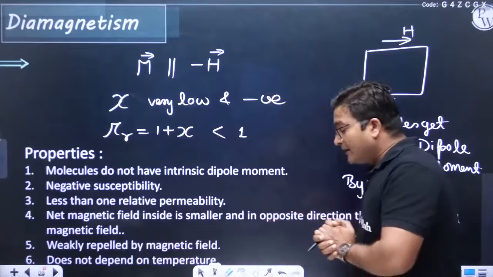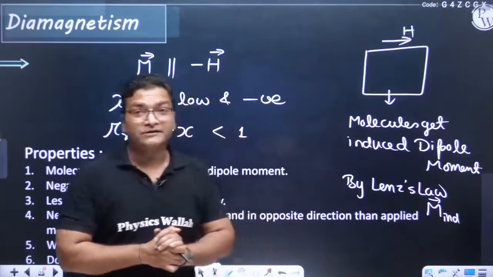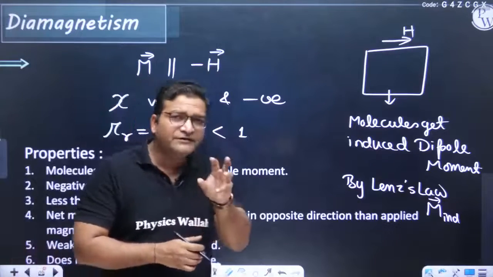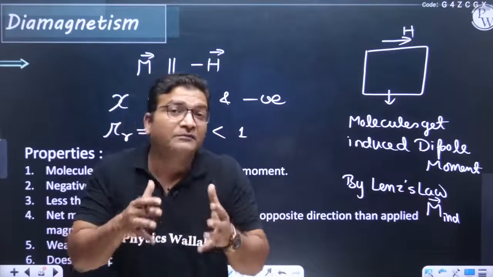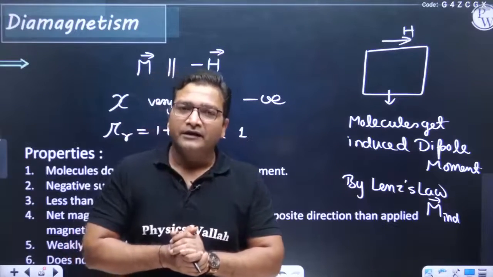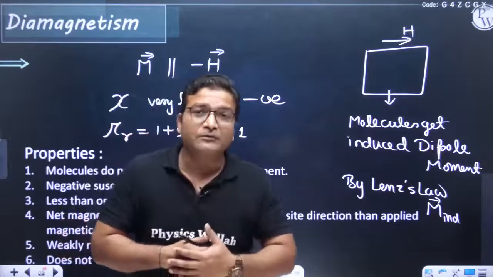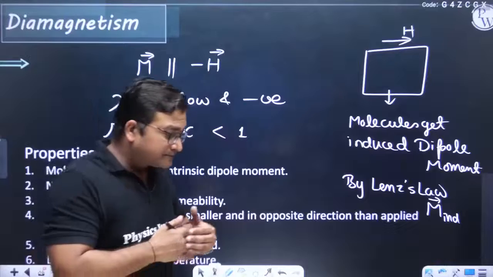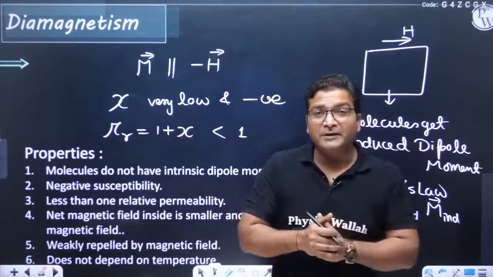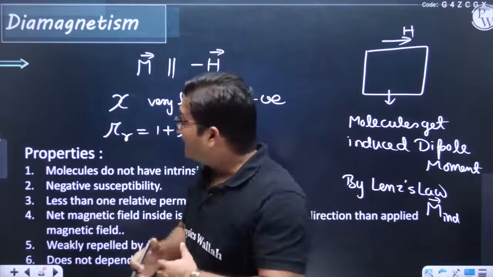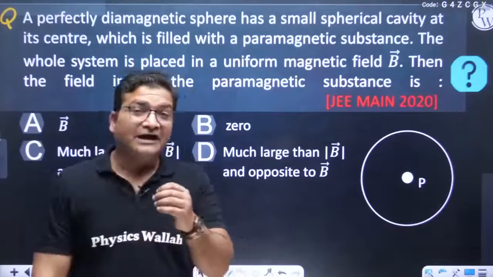Remember this: this effect is not dependent upon temperature, because this happens in molecules and has no relation with the thermal energy of molecules. It is an induced magnetic dipole moment, and the induced dipole moment does not depend upon the thermal energy of molecules. So this effect is independent of temperature. So this is about diamagnetic substances. Copper is a very good example of diamagnetic substances.